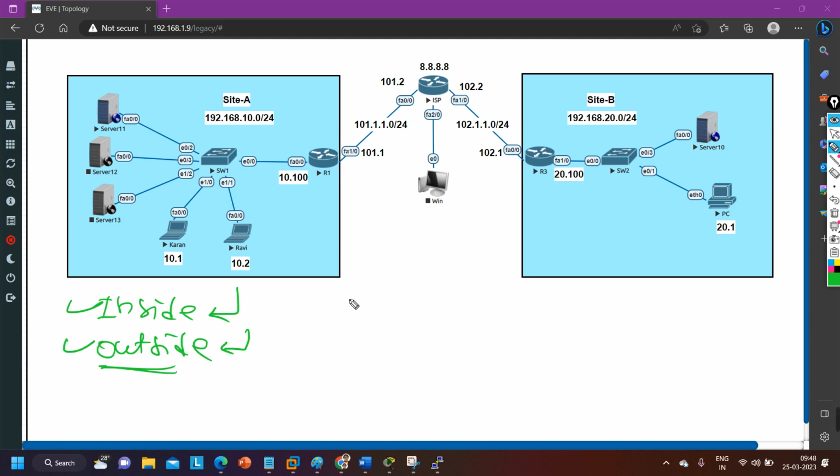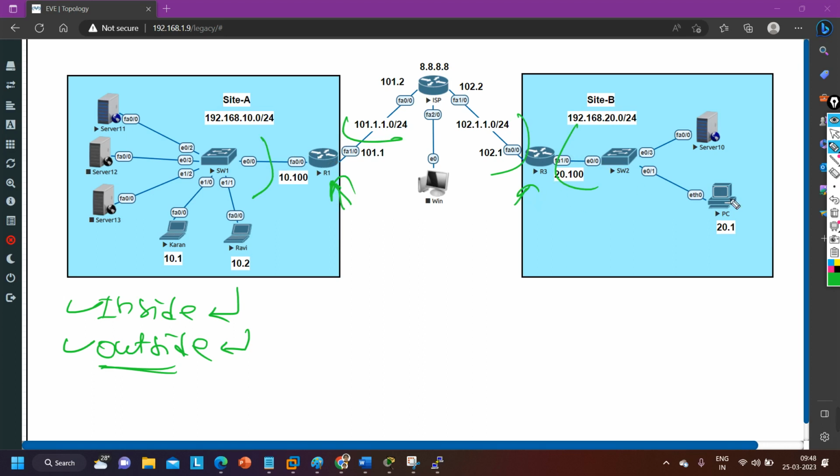After that, guys, on a router, suppose both inside and outside types of interfaces are not available, then you cannot configure NAT. So NAT is suitable on those routers where private and public networks are connected. Like on router number 1, you can see this router has a connected private network as well as a public network. So here we need to configure NAT.